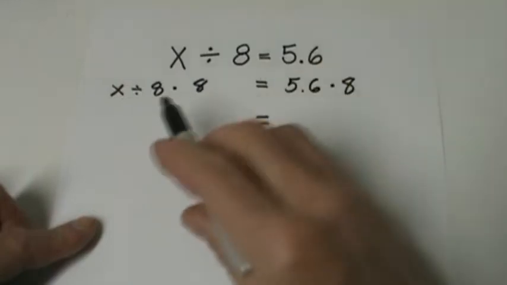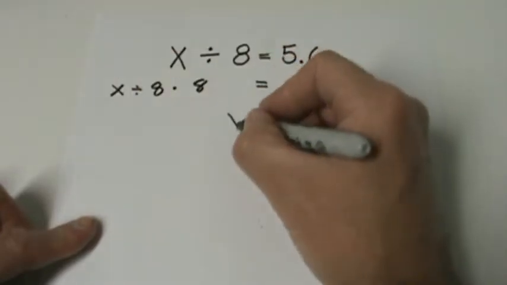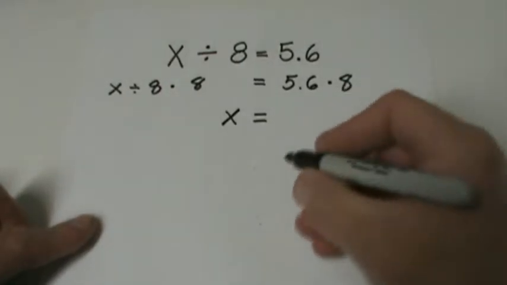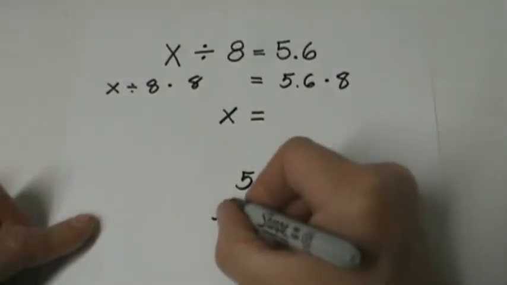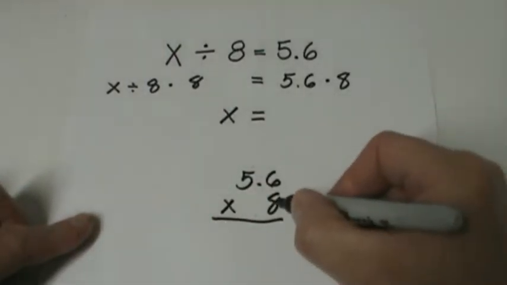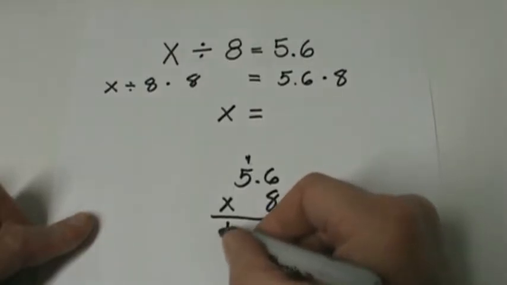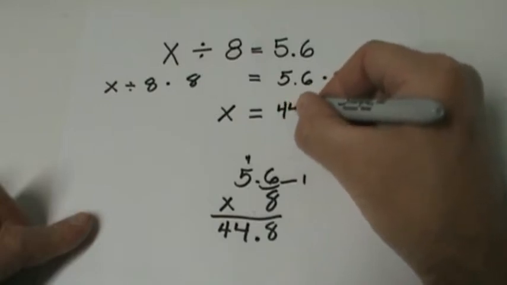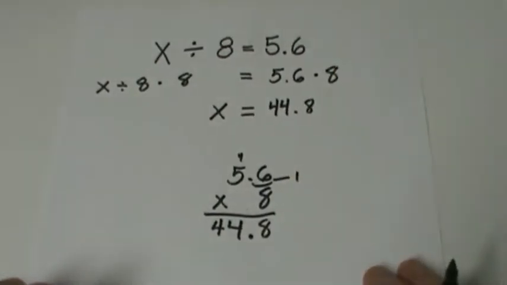So now we know that dividing by 8 will be canceled by multiplying by 8. That leaves us with x by itself over here, and now we just have to multiply over here. So we're going to set it up as a standard algorithm, and we will multiply 8 times 5 6/10. 8 times 6 is 48, carry your 4. 8 times 5 is 40, plus 4 is 44. We have one decimal place up in our factors, so we bring it in once and we put it right there. So the value of x is going to be 44 and 8/10. Very good. Let's try another problem.